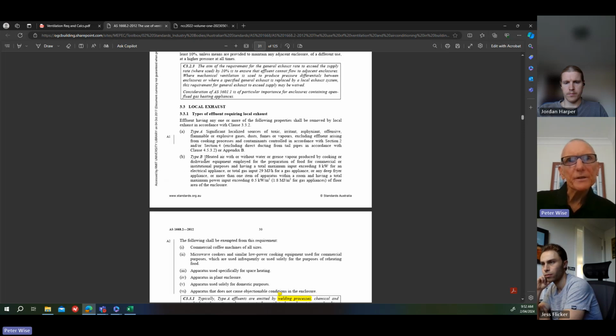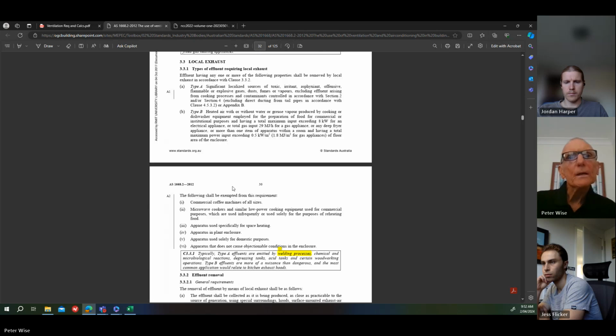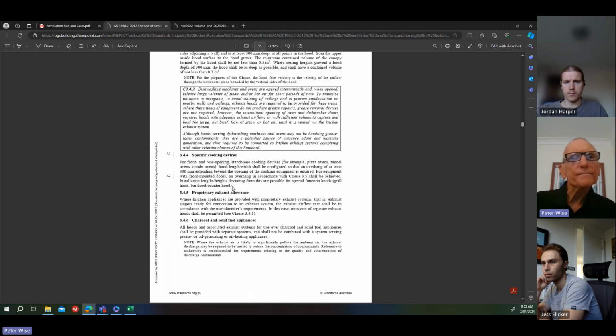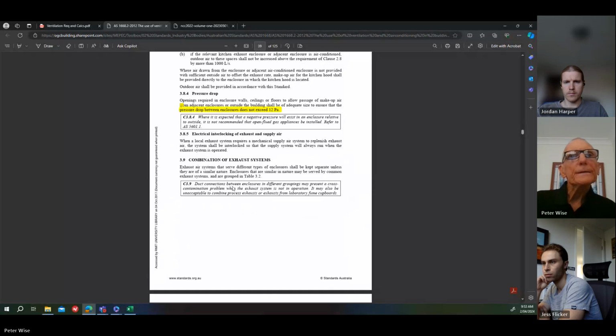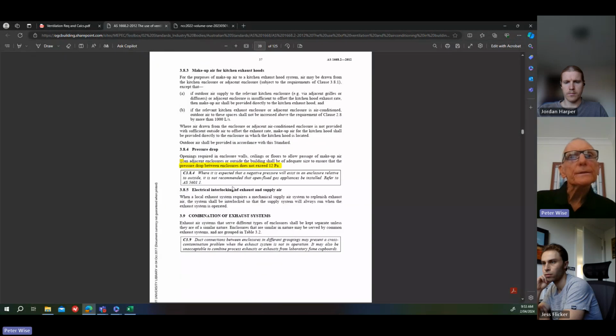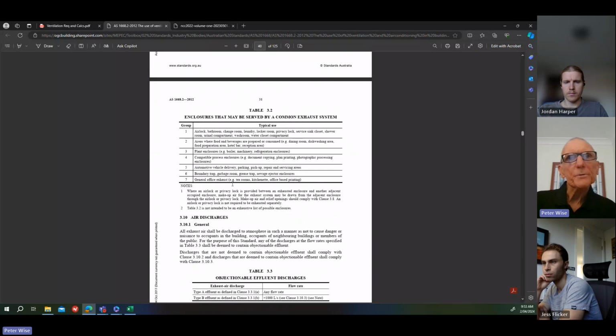Type B is basically kitchen exhaust. So we're talking about kitchen exhaust hoods. And again, this is what's quoted in the NCC that we looked at before. So car park exhaust and toilet exhaust are basically non-objectionable. I'll go down to 3.10. Right, now, there's a few other important things here which we can talk a bit more about next week. But these tables, it's worth having a look at these enclosures that may be served by a common exhaust system.